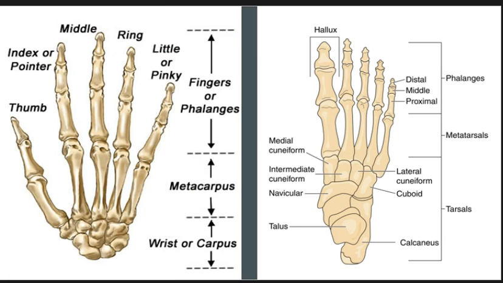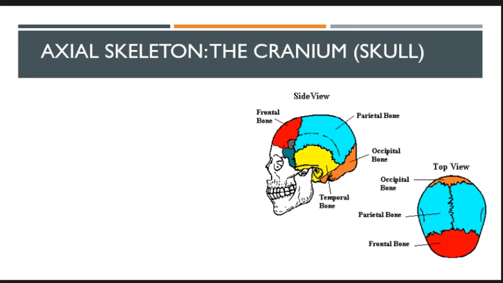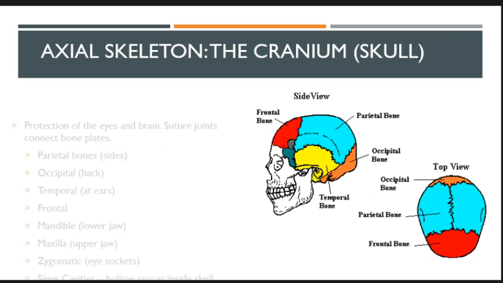All right, there's our hand and our foot. So our carpal, metacarpal, phalanges. Tarsals, metatarsals, phalanges. All right, here's the skull. Axial skeleton. Y'all have this, don't you? Yes. The skull. All right. We have some interesting bones here.